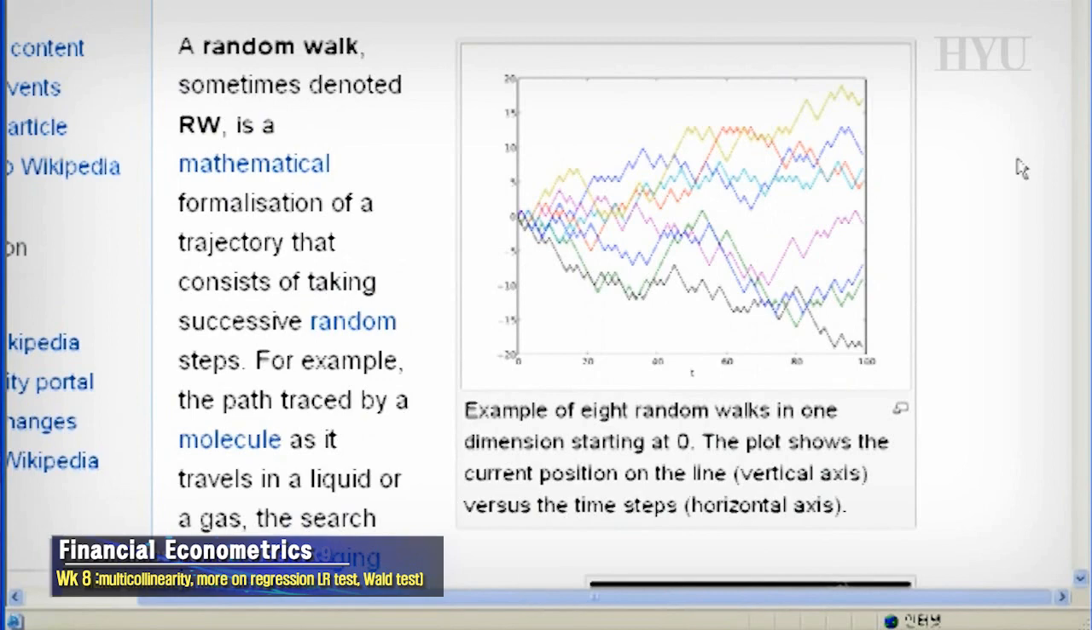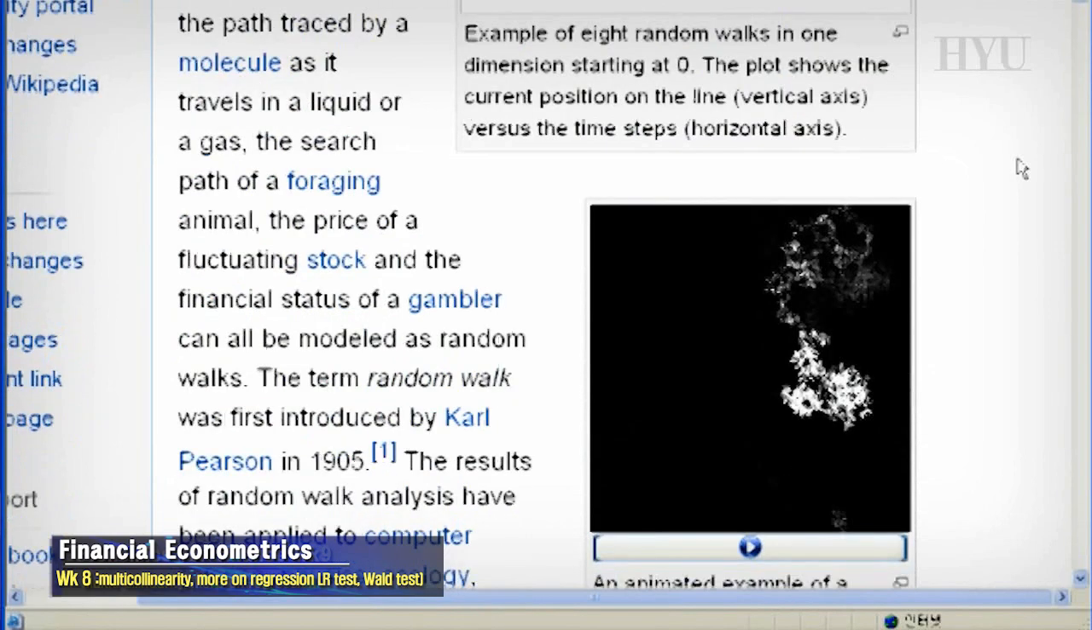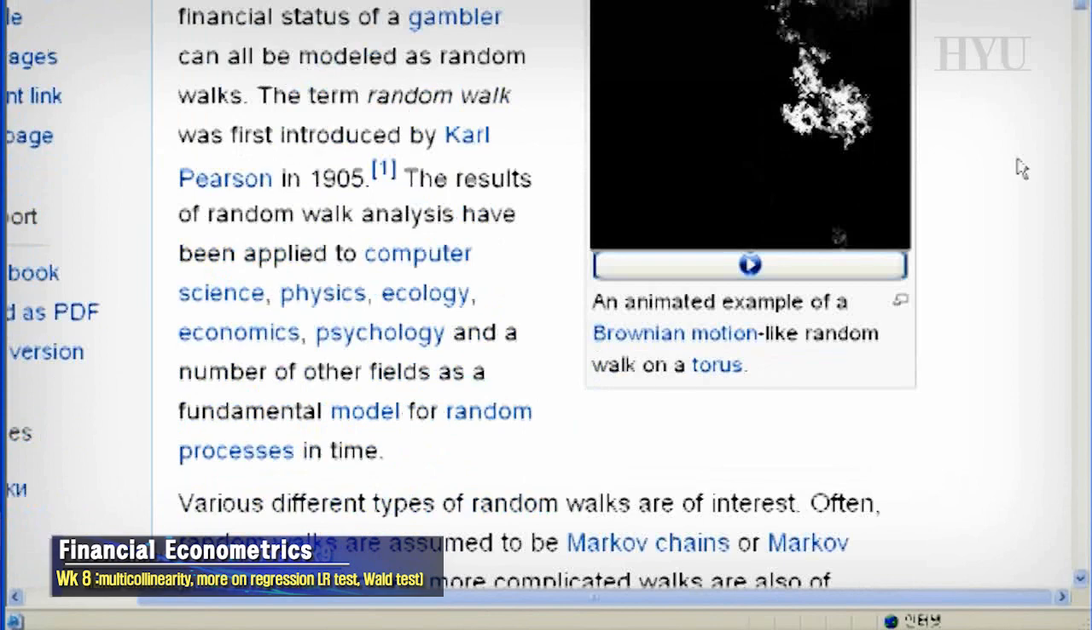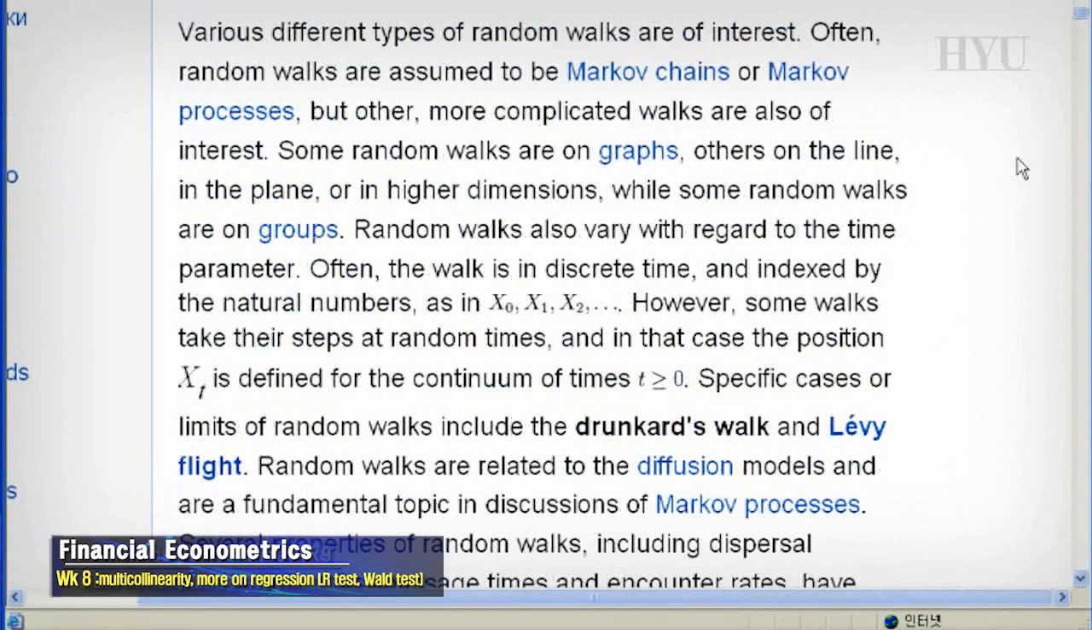Can you go down? Okay. Go down. Down. Go.